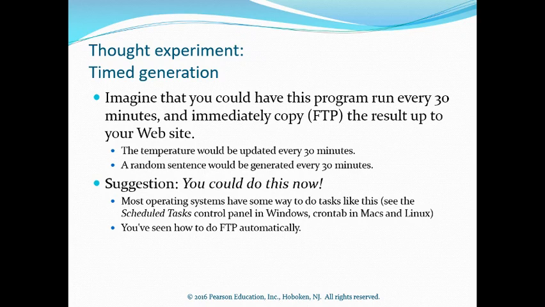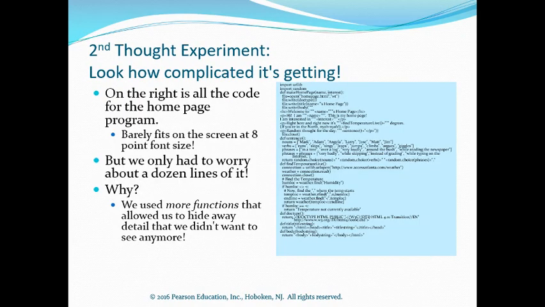So, thought experiment time: generation. Imagine that you could have this program run every 30 minutes and immediately copy the result by FTP up to your web page. The temperature would be updated every 30 minutes. A random sentence could be generated every 30 minutes. You could do this now. Most operating systems have some way to do tasks like this. See the scheduled task control panel in Windows, or the crontab in Mac and Linux. You've seen how to do FTP manually or automatically.